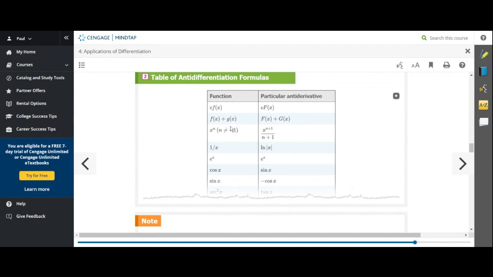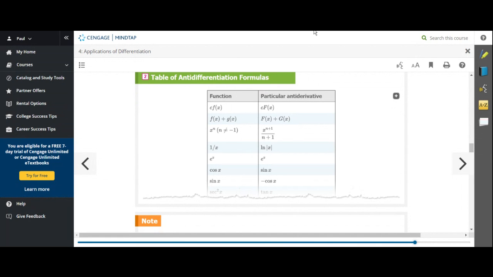You really need to learn these antiderivatives well, because it's going to become very important. It's important in calculus 1, but then in calculus 2, you're going to be doing integration techniques like substitution and integration by parts and so forth, and you're going to have to know your antiderivative rules very well.